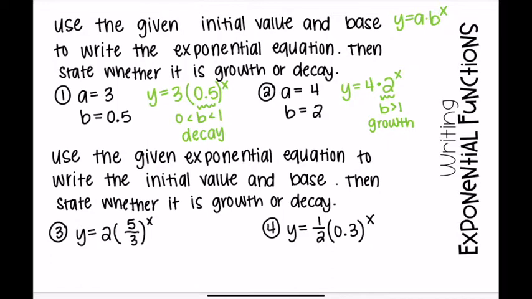Then in examples 3 and 4, we have the equation and we're working backwards. We want to know from this equation what is the initial value and what is the base. Then can we tell if it's growth or decay? So in number 3, our a value is 2. Our b value is 5/3. Now, is this growth or decay? Our base is 5/3.